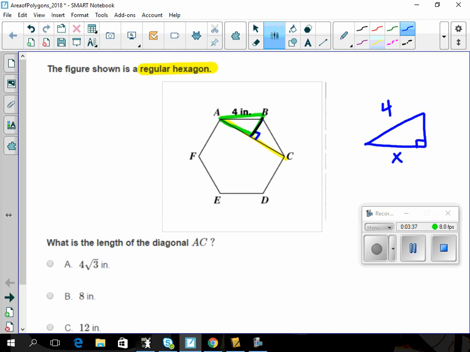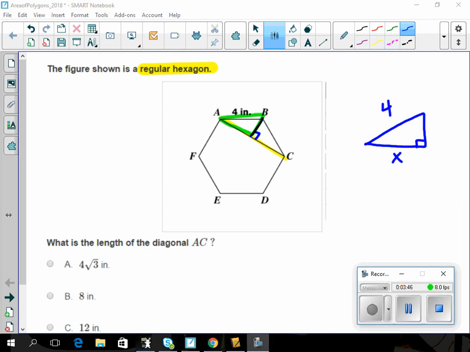Once I figure out x, what am I going to do for my answer, though? By how many? 2. Double it, right? All right, so I'll double my final answer. Great. I have a right triangle now. I know a lot about right triangles. How do I find the length of x?